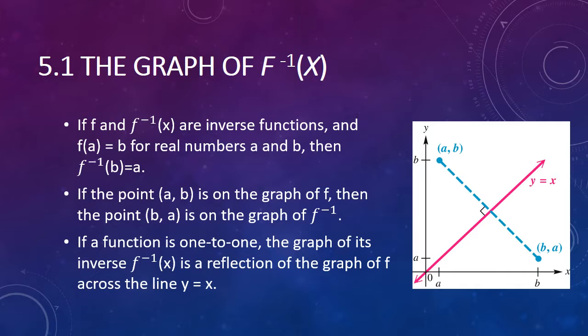So this is what we're looking at. In red, you see the line y equals x. We have the point (a, b), which was in the original function, and its reflection is (b, a). And notice how that inverse, the (b, a), is exactly a mere reflection of (a, b) across the line y equals x. If you were to fold that graph on the line y equals x, those two points would match up exactly.